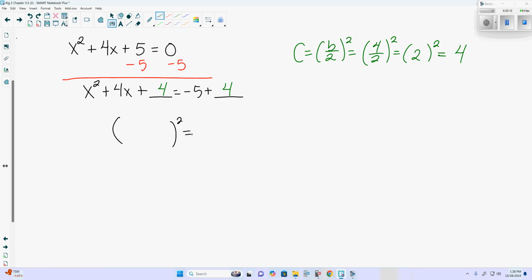Now at this point here, we need to factor the x squared plus 4x plus 4. So we'll have x, the number and sign that goes inside the parentheses is going to be 2. And since that 2 was positive, it's going to be plus 2. On the other side, negative 5 plus 4 is negative 1, telling us that x plus 2 squared is equal to negative 1.